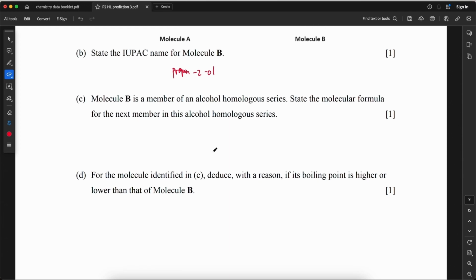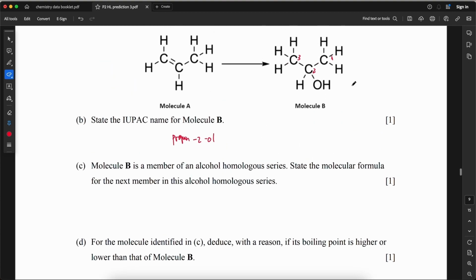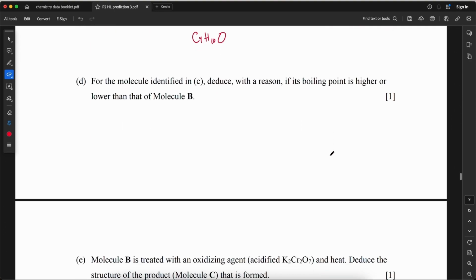Molecule B is a member of an alcohol homologous series. State the molecular formula for the next member in the alcohol homologous series. For molecule B, it's C3H8O. For homologous series, you need to add CH2. So now it becomes C4H10O. Just add CH2.